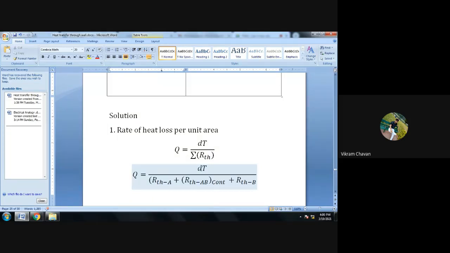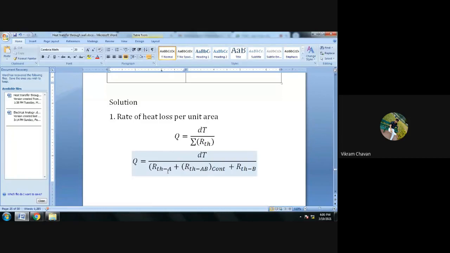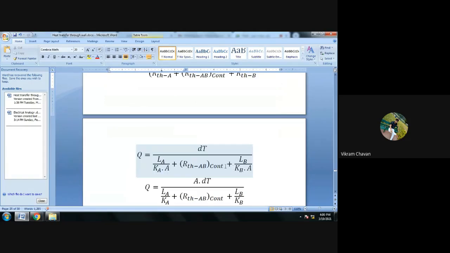Further, we have to determine the rate of heat loss per unit area. So we need to put in the formulas for RTH A, RTH AB, and RTH B. RTH A, the thermal resistance of wall A, is L suffix A divided by K suffix A multiplied by area. Now the contact resistance value is provided, so we keep RTH AB contact as it is. Directly they have provided the value, so no need to calculate this contact resistance once again.